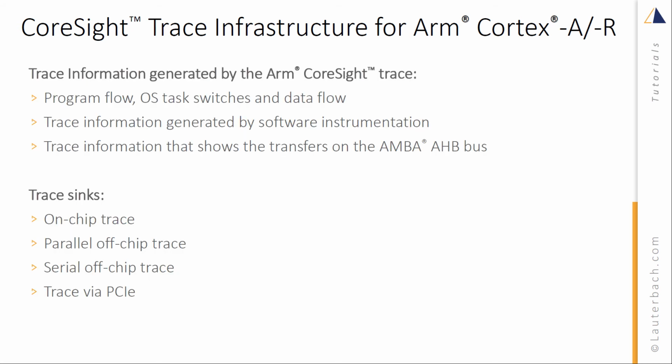Now we have learned what type of trace information can be generated by the ARM CoreSight trace technology. Program flow with OS task switch and data flow. Trace information generated by software instrumentation, and trace information that shows the transfers on the AMBA AHB bus. We also got to know all types of trace sinks: on-chip trace, parallel off-chip trace, serial off-chip trace, and trace via PCI Express.